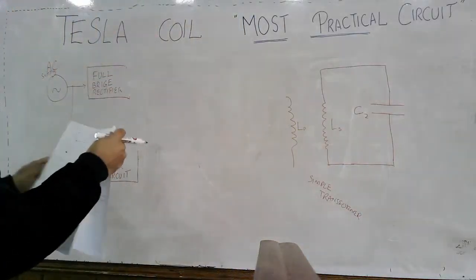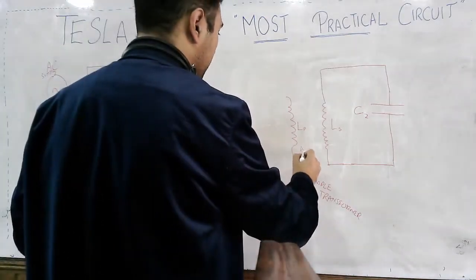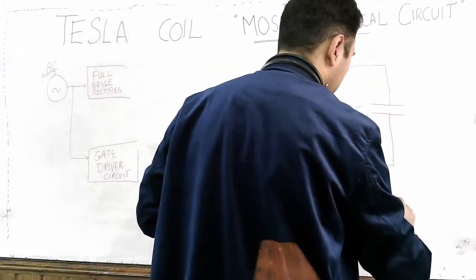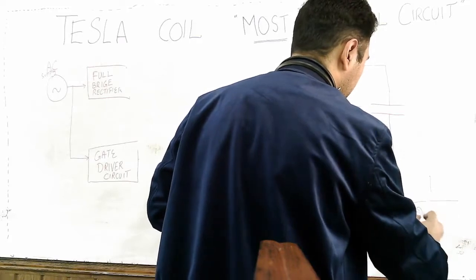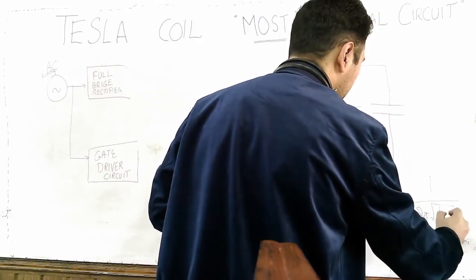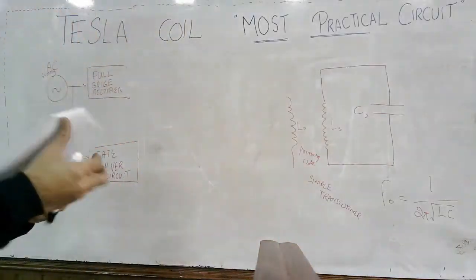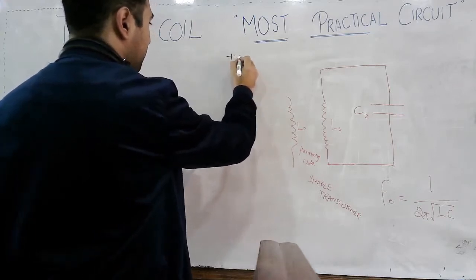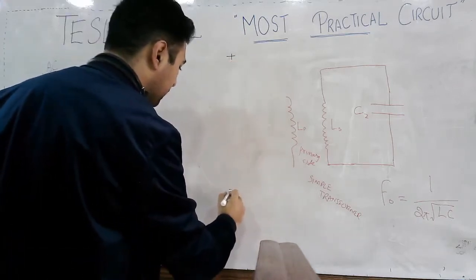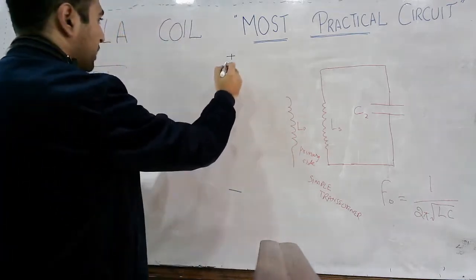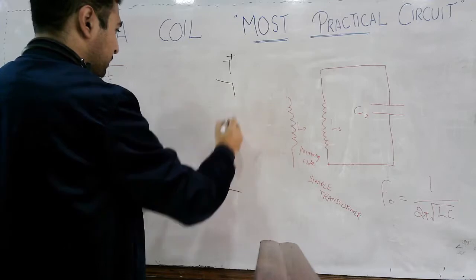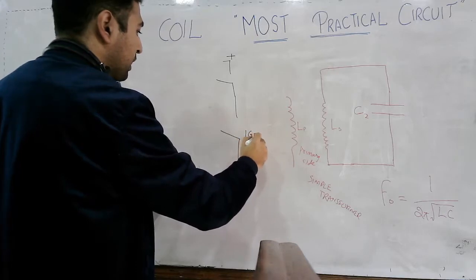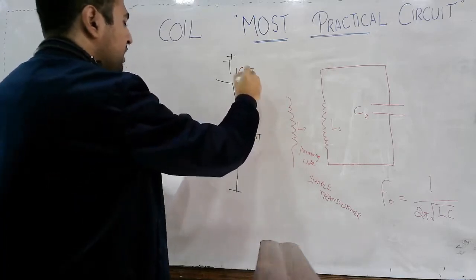Now what's behind that? This is the primary side, and we know that the resonant frequency or the oscillation frequency is 1 divided by 2 pi root LC. So now on the primary side, we will be having a positive DC voltage, and here a negative DC voltage, and then you will be having the IGBTs as a switch. Here you have an IGBT, and here you have an IGBT.